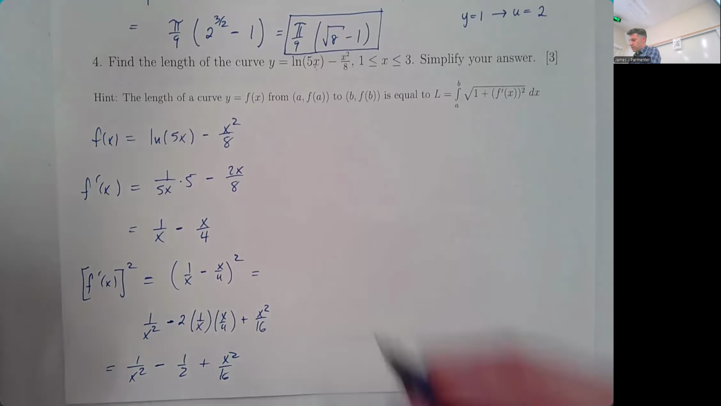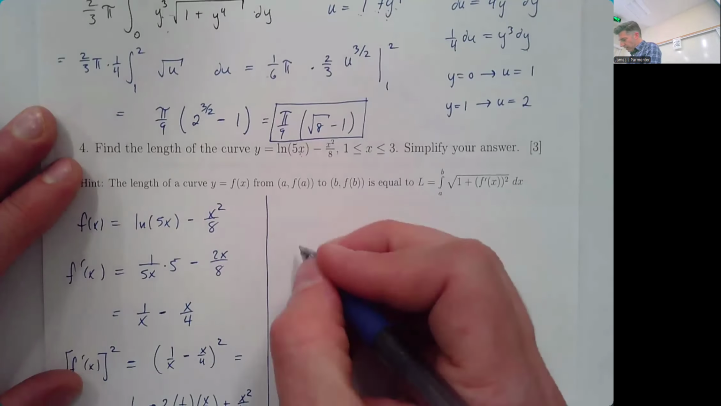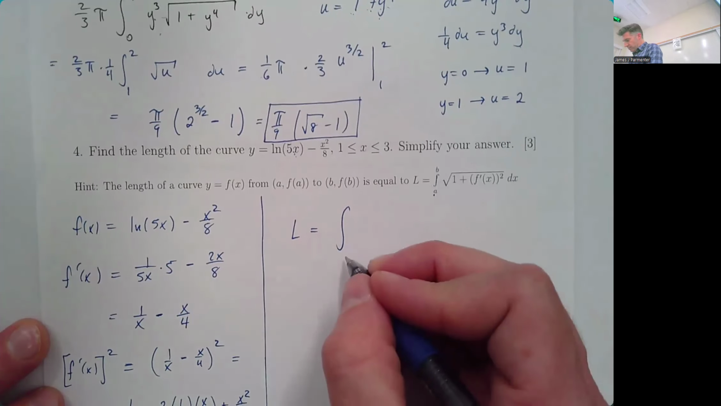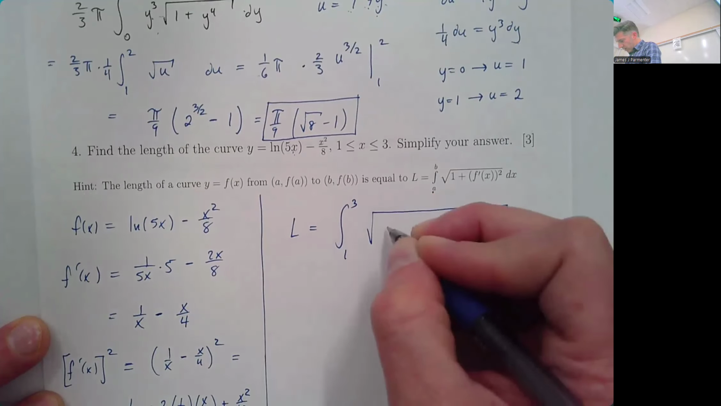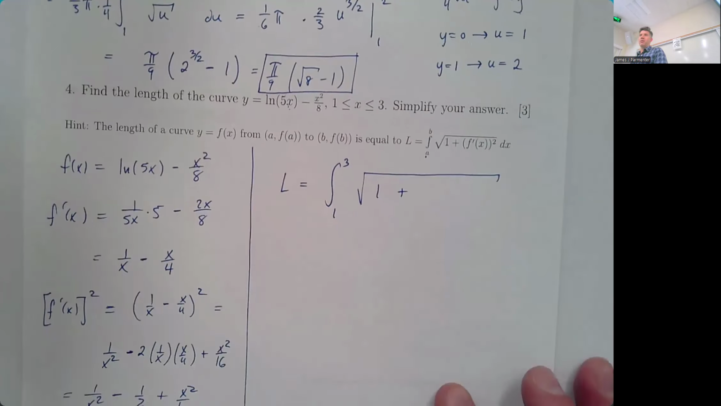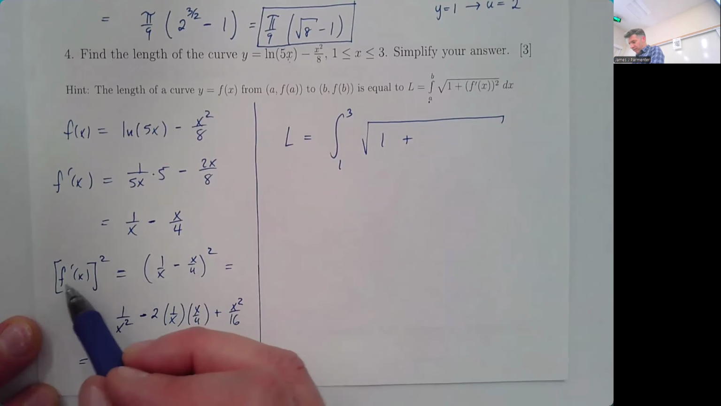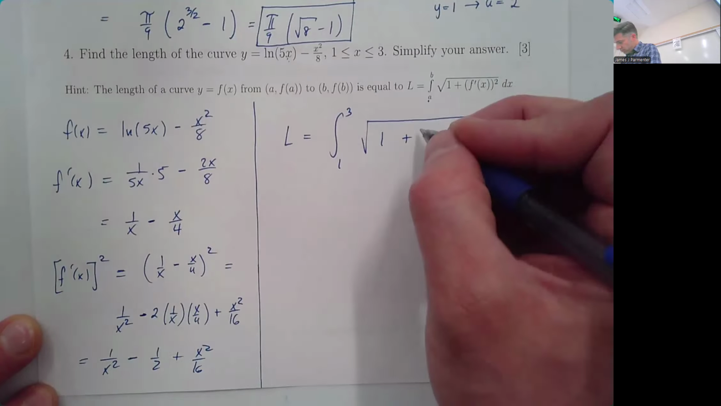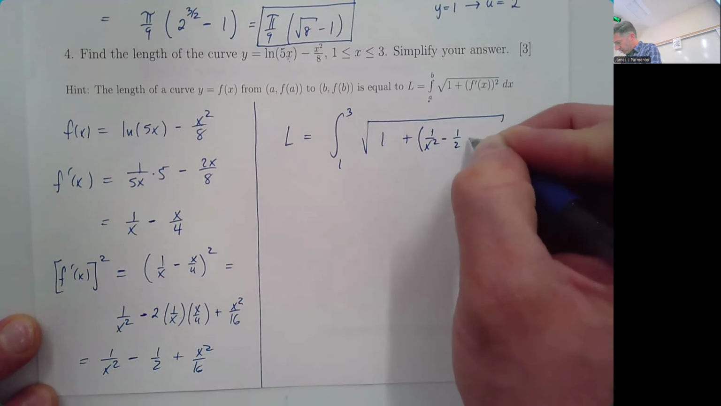Okay, so let's find the length now. So the length here is going to equal the integral from x equals 1 to x equals 3 of the square root of 1 plus, I already did all this work over here. I shouldn't do it again. So what I should do is just say, well, look, I've clearly written that f prime of x squared is equal to that. So let's just put that in for f prime of x squared. So good rule of thumb, don't repeat work that you're turning in.